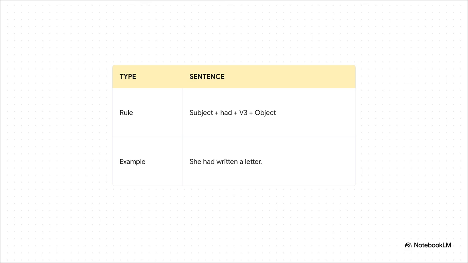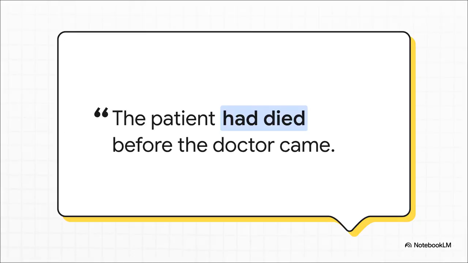Simple as that. Yeah, this is a dramatic example, but it makes the point perfectly. The sequence of events is crystal clear. There's no confusion. The patient's death happened first. Then the doctor arrived. The past perfect makes that order impossible to mistake.